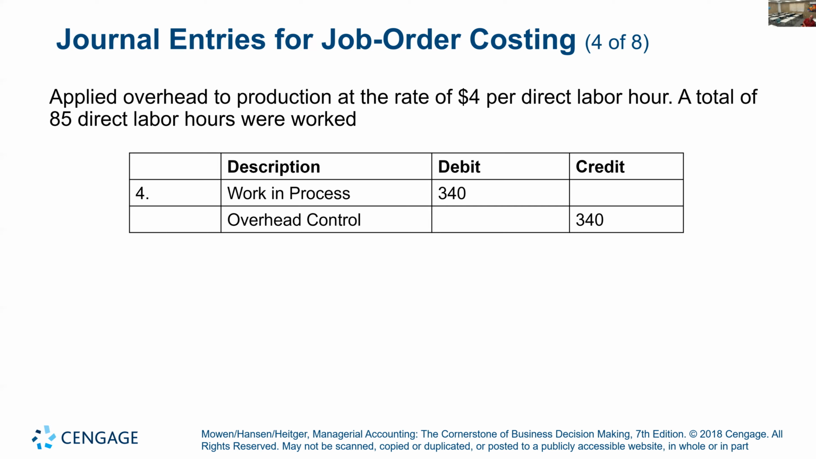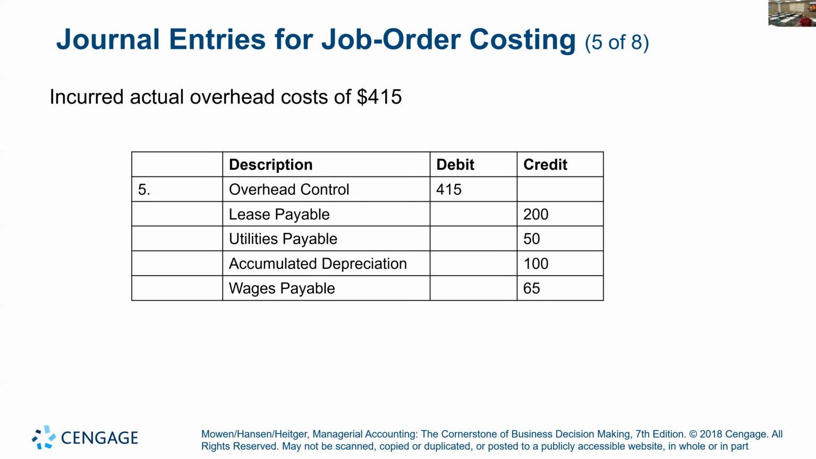With the overhead, we're going to credit here what they're calling overhead control. Some books call it just factory overhead, or manufacturing overhead. But this overhead control account is just kind of a holding account, as you're going to see, and that's the account we're going to have to reconcile at the end when they don't match up. Whenever we apply it, we're going to do a credit to that overhead control.